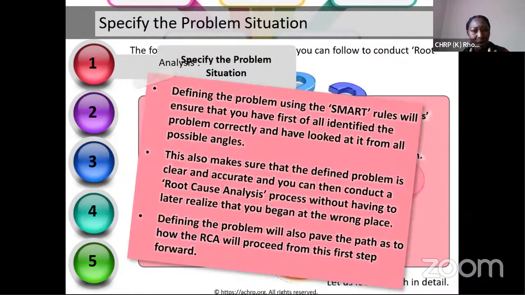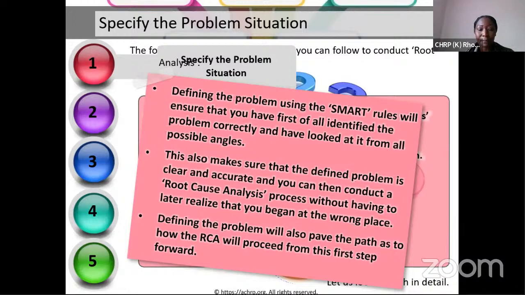And then we say, as you're applying the SMART rule, I think I've really emphasized that it will enable us to ensure that you have first identified all the problems correctly and have looked at it from all possible angles. So you will not start complaining that the customer people or the people who are handling calls are mishandling the customers, because actually even they are frustrated.